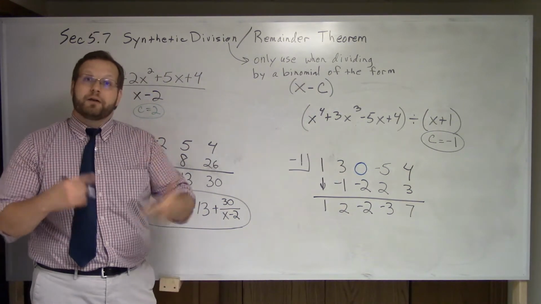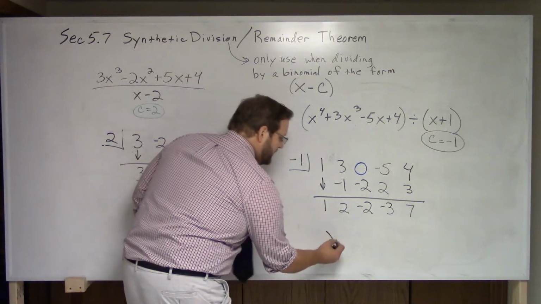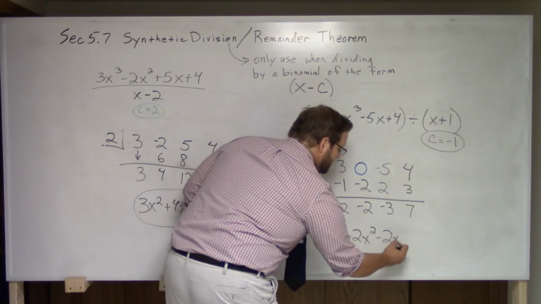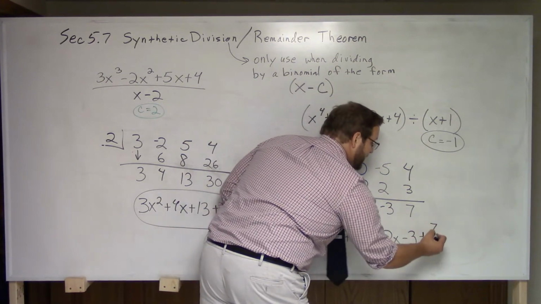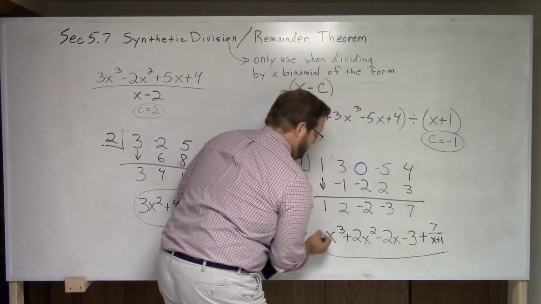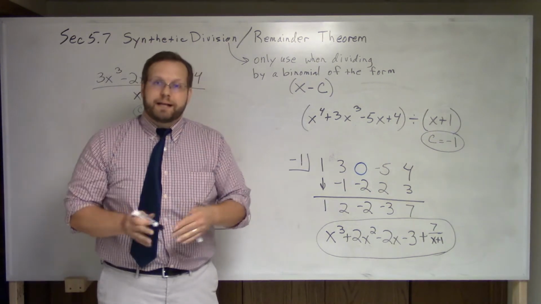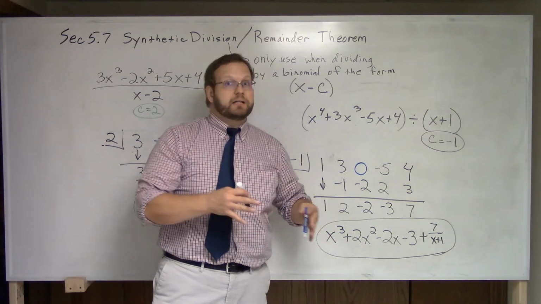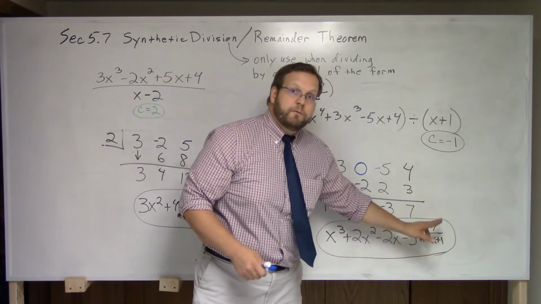Okay? Now, how does this come together? I start with an x to the fourth, so here I start with x cubed. I have a 1x cubed plus 2x squared minus 2x minus 3 with no x. And then I have a spot for my remainder. And there we go. Again, I went through it incorrectly the first time so I can show you what it looks like when you make that mistake, because it's very easy to make. Okay? You always need to have a spot for that remainder.